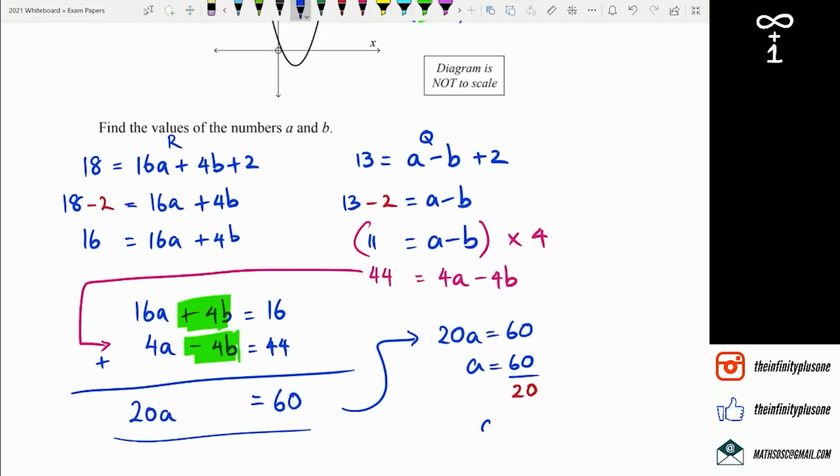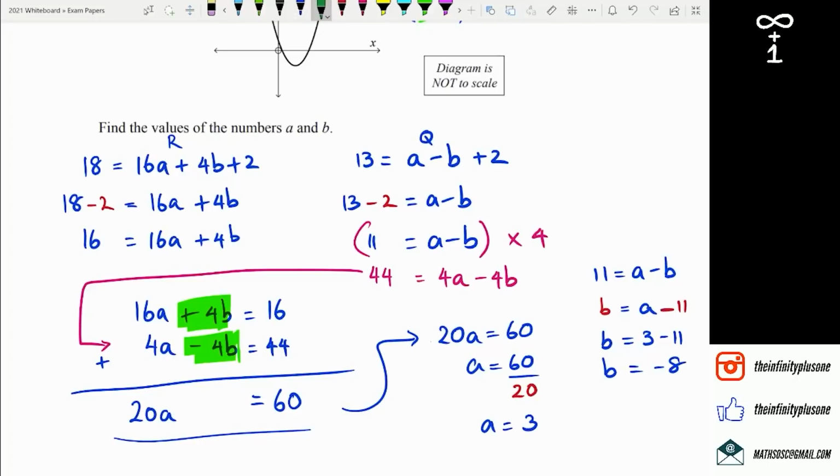Now once I get a is equal to 3, I can take this equation here where it's 11 equals a minus b, and I'm going to rearrange it so that b is positive. If I bring b to the left-hand side, it becomes positive, and a, I bring to the right-hand side, it becomes a minus 11. Let me just write this b a little bit closer. So from here, I can see that b is equal to 3 minus 11. So b is equal to minus 8.